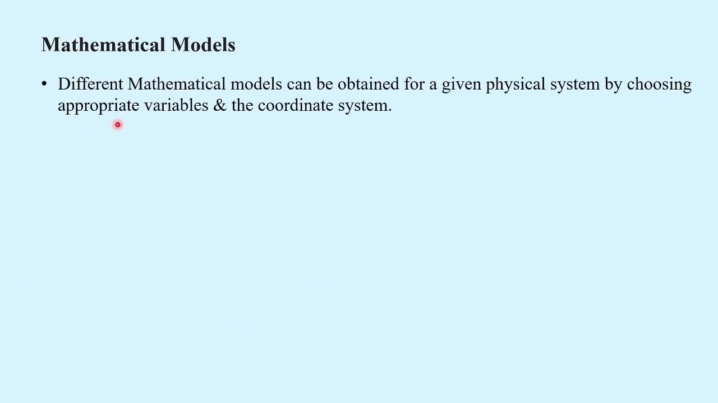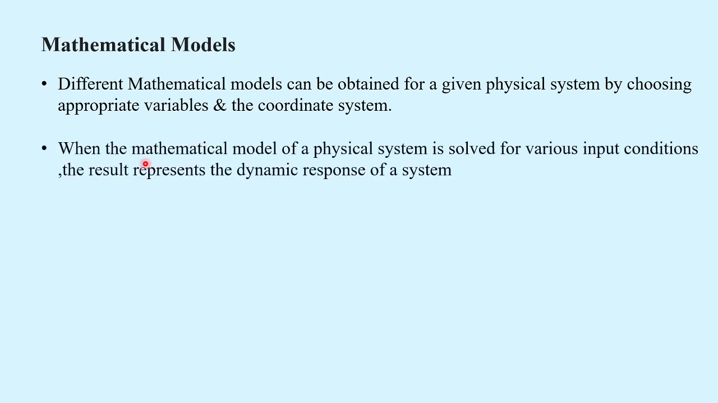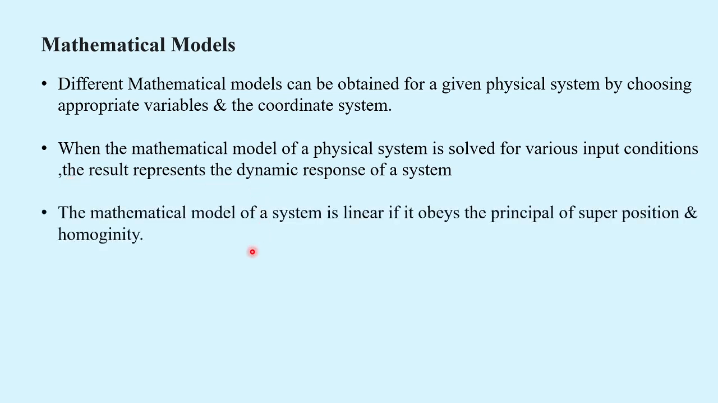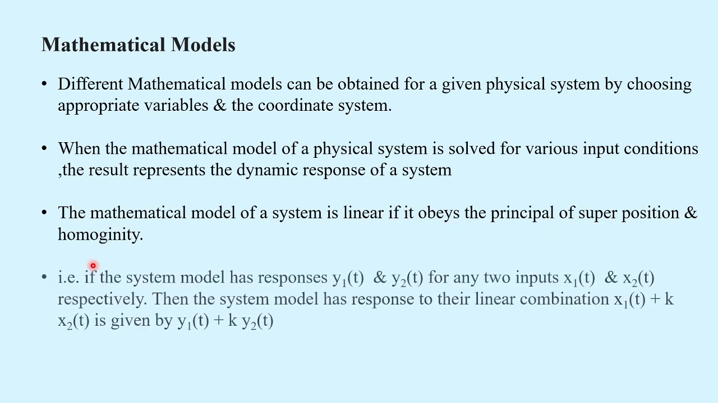Different mathematical model can be obtained for a given physical system by choosing different variables, different coordinate system, different physical laws, and so on. When the mathematical model of a physical system is solved for various input conditions, the result represents the dynamic response of the system.